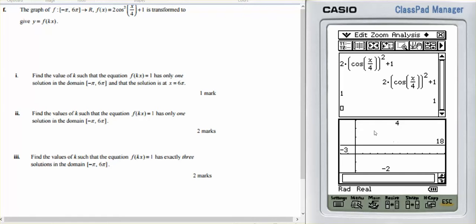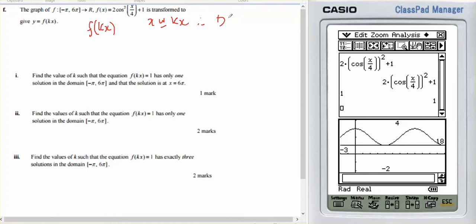Well, it equals 1 in this particular case twice. Once here and once here. So there's two particular occasions. However, I have the function which is f of kx. Therefore, x has been replaced with kx. Therefore, a dilation by a factor of 1 on k from the y-axis.